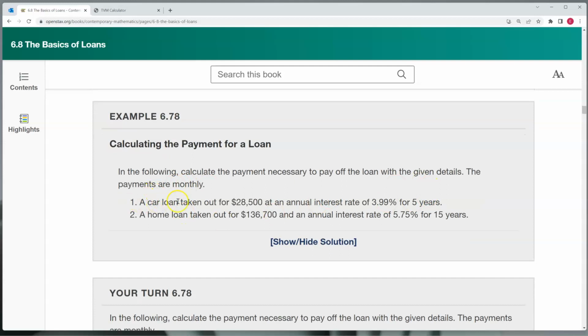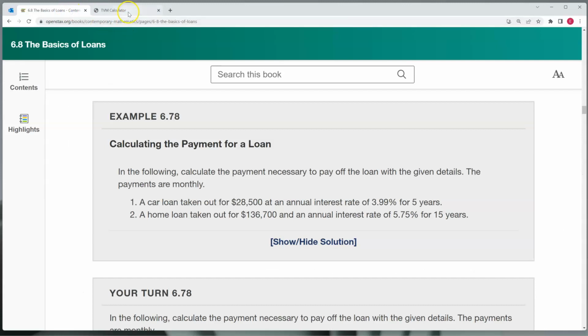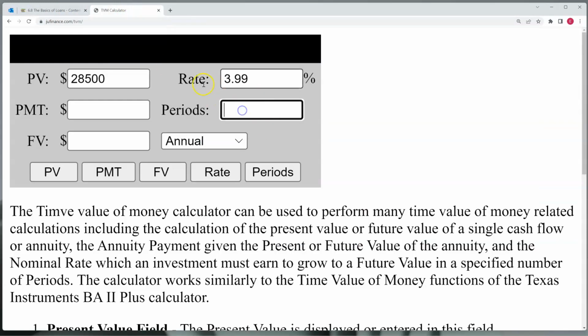So let's say that we went and got a car loan for $28,500 at an annual rate of 3.99% for 5 years. All right, so $28,500, annual rate of 3.99, for 5 years. So coming over to the TVM calculator, we'll do $28,500 at an interest rate of 3.99%. Now that's a prime rate. Let me be honest with you, those are going to be hard to find these days. So you've got a period of 5 years. So if you do 5 times 12, that's 60. You're going to be paying for 60 months, and it's going to be monthly.